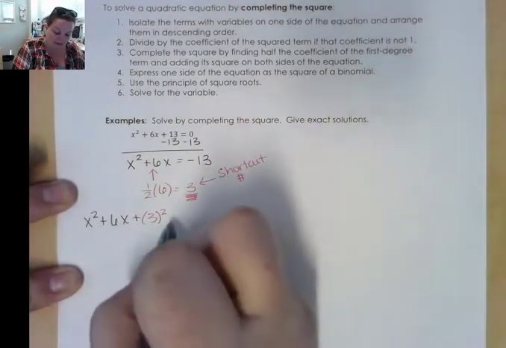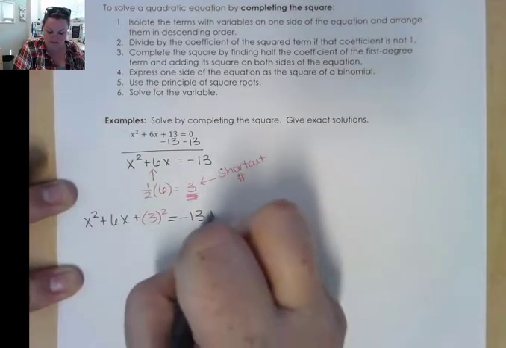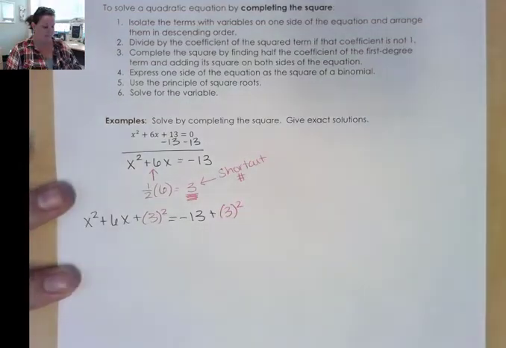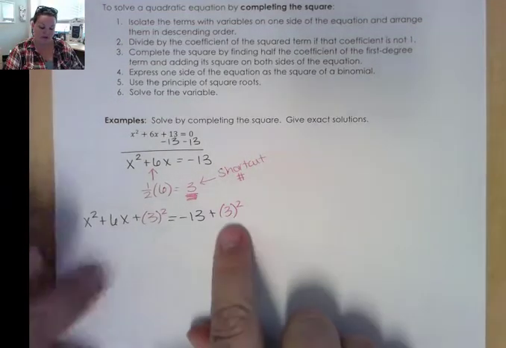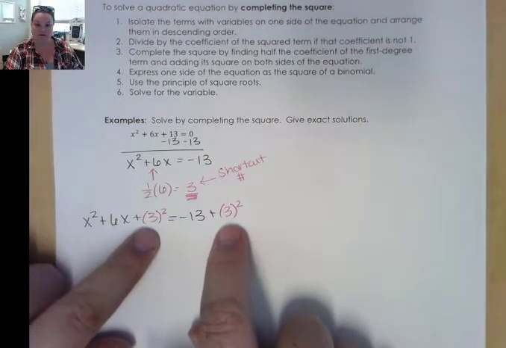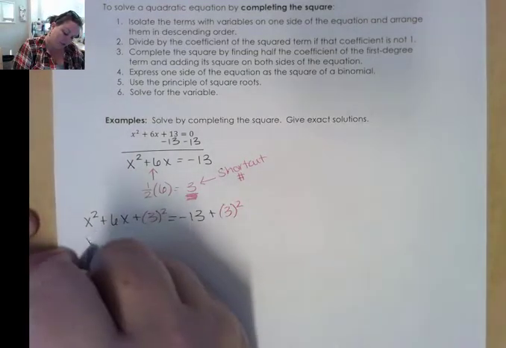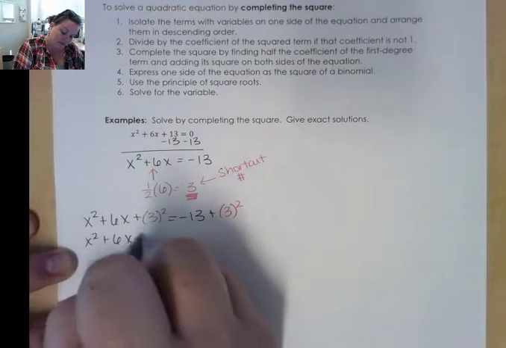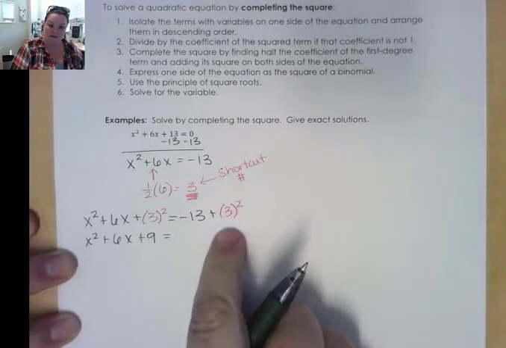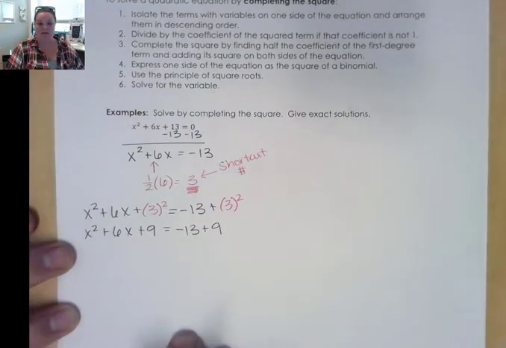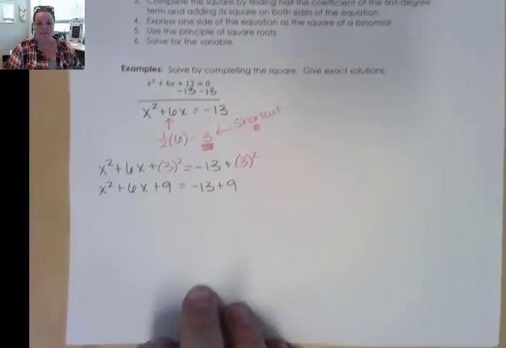On the right-hand side, we had a negative 13, and we're going to add in that 3 squared. Okay. So now that we've added in our little shortcut number here, now we just want to simplify both sides. So on this side, we end up with x squared plus 6x plus 9. On the other side, we get negative 13 plus 9. And then we simplify, right?